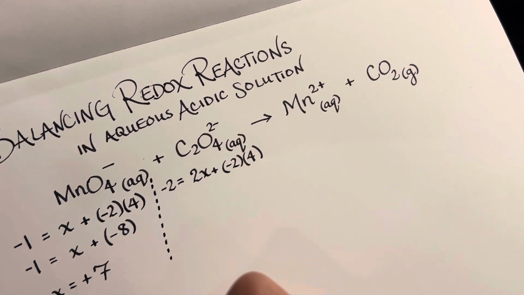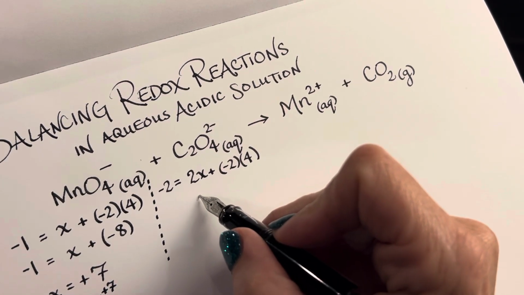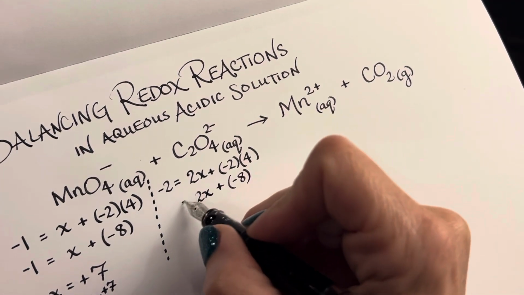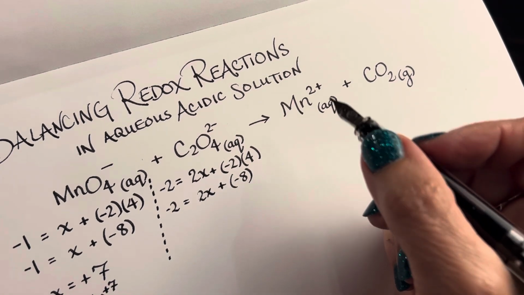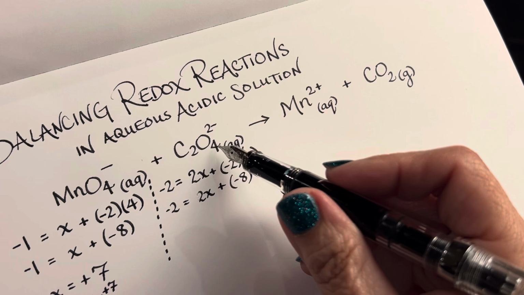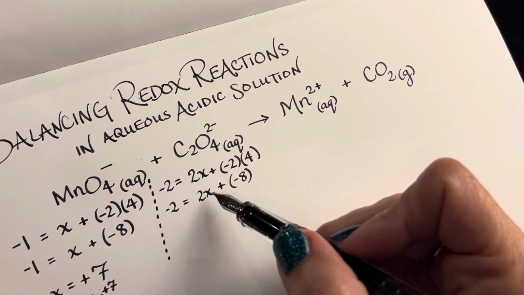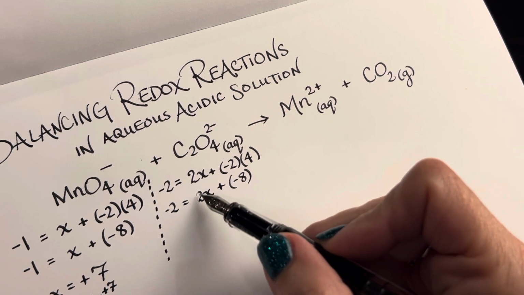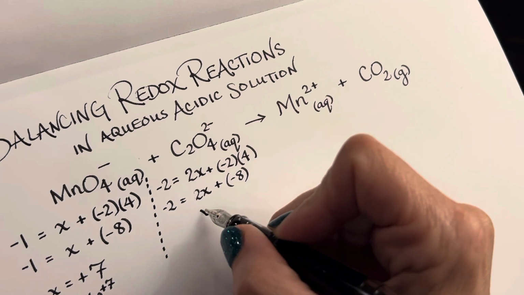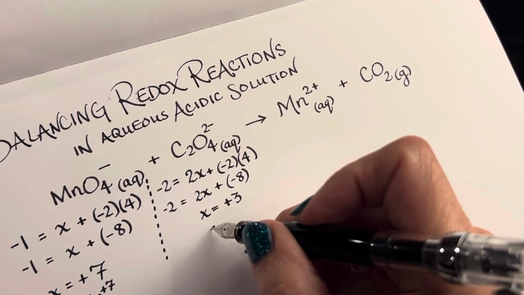Okay, this is what we figured out. That's +7 for the manganese. And here we now have 2x. Okay. So, here we have -8 contribution from the oxygen. This carbon, if it is +3 times 2 is +6. And that would leave behind a -2 once we add these together. Okay, so we solve for x is +3. So our carbon is +3 in this compound.